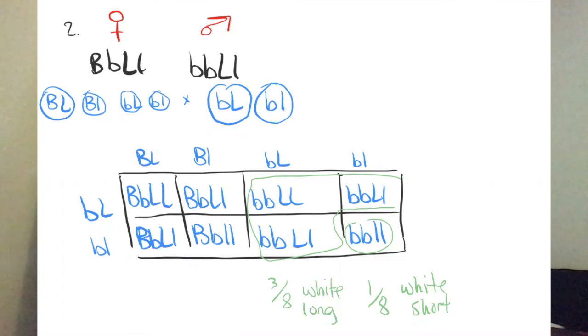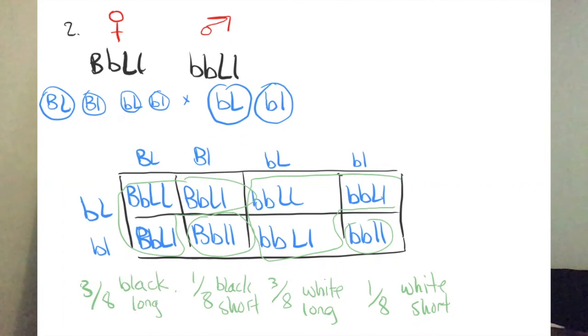And then we have everyone here showing black but short, and everyone here showing black long. So our ratio is 3 to 1 to 3 to 1, or sometimes people order them 3 to 3 to 1 to 1. But that's what we have for step 2.